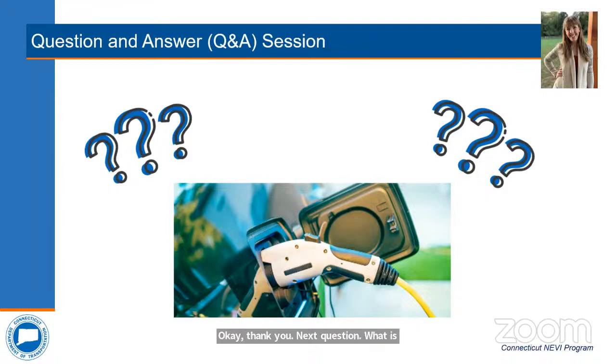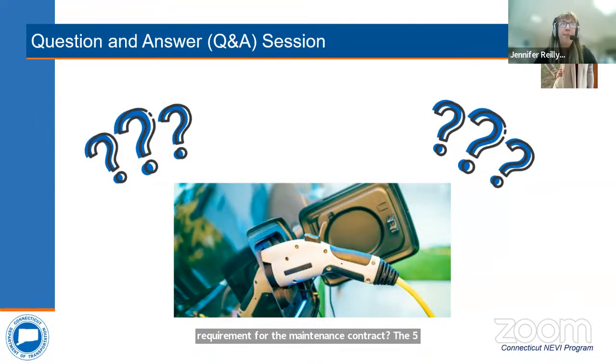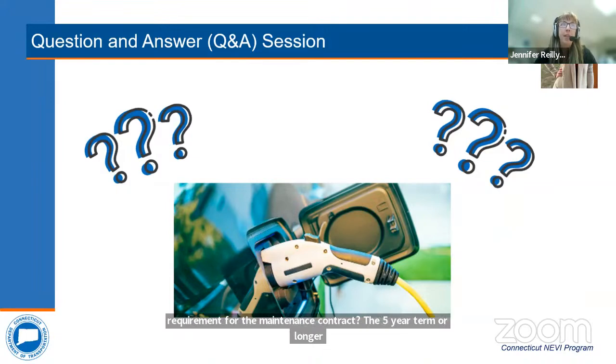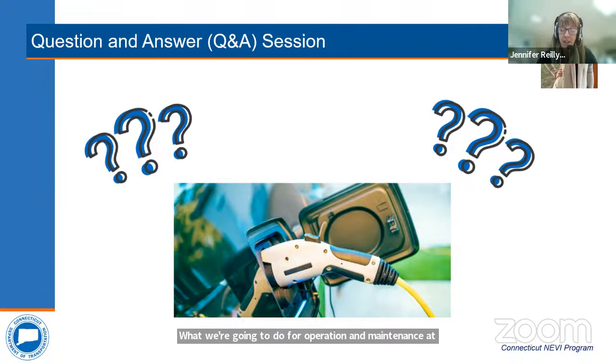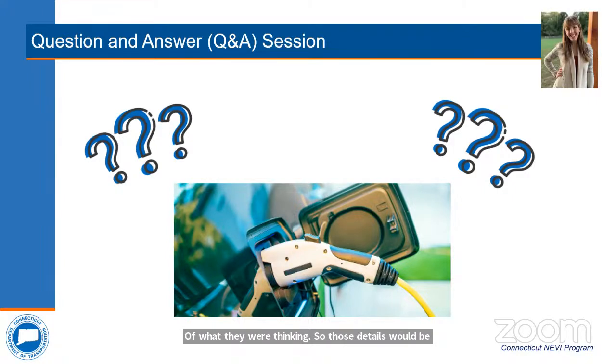Next question. What is the time requirement for the maintenance contract? The 5-year term or longer? Let's see. The NEVI program allows for a 5-year timeline at minimum for operation and maintenance. We have not decided yet what we're going to do for operation and maintenance. At this time, we're just looking for numbers from folks of what they were thinking. So those details would be outlined within the RFP. Okay, thank you.